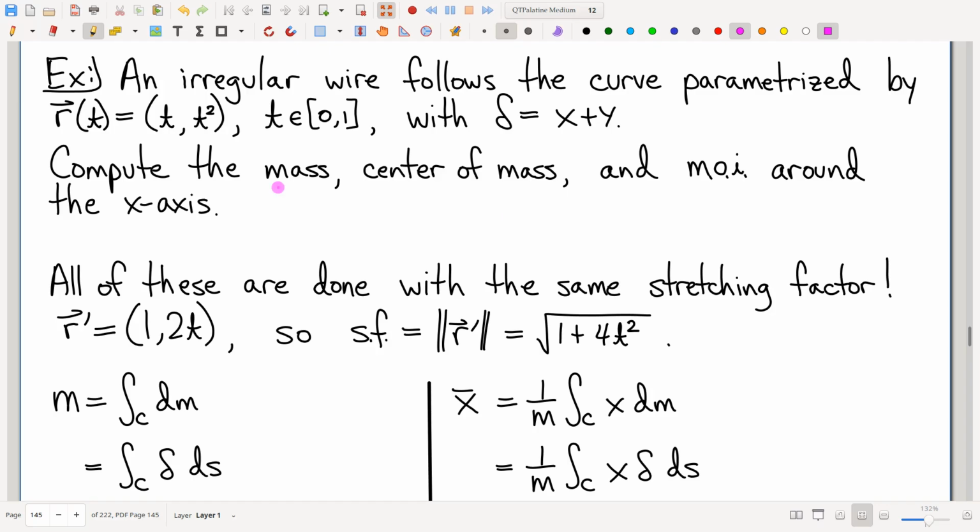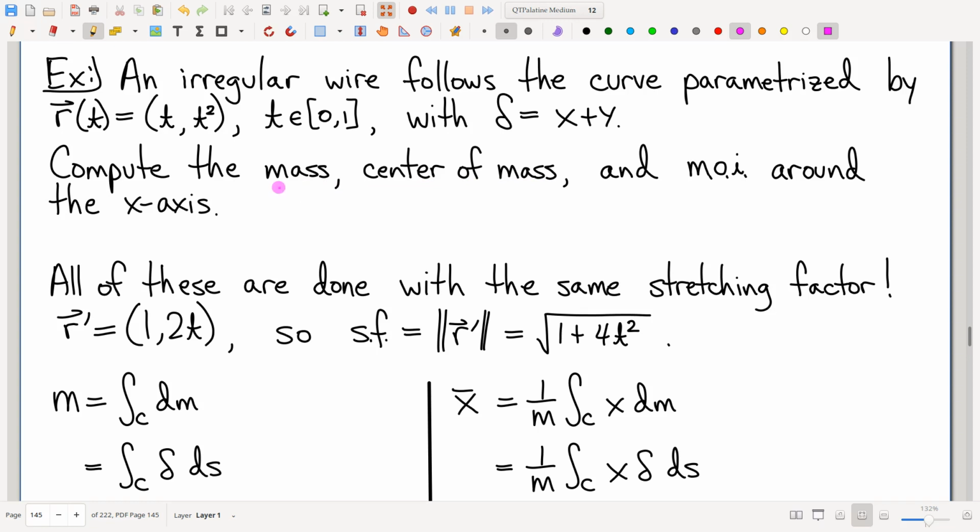And I want to compute the total mass. I also want to compute both coordinates of the center of mass. I also want to compute the moment of inertia around a certain axis, whatever. Okay, so that's a bunch of different questions. Here's the first interesting observation I want to make.